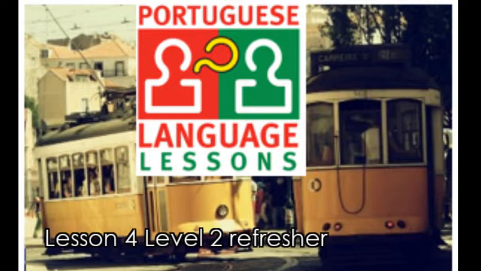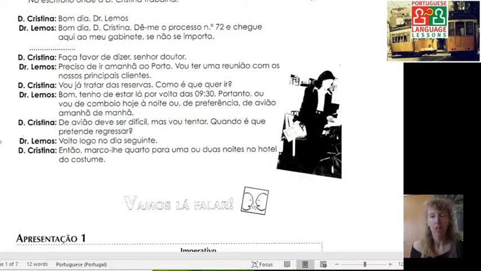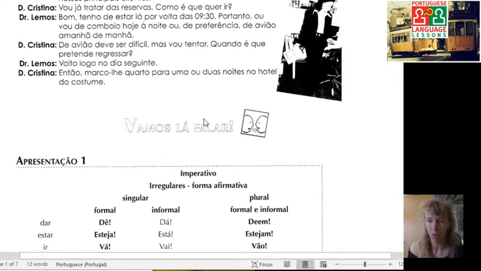This video goes with Lesson 4 of the Level 2 Refresher course. I'm going to talk you through this video where I'll go through the unit in the book that we're studying this week and explain some things that are important. So here, in the book it starts with a dialogue with Dona Cristina and Dr. Lemos. All of the vocabulary here is in the Quizlet set so that you're able to go through this and translate it if you want, okay?